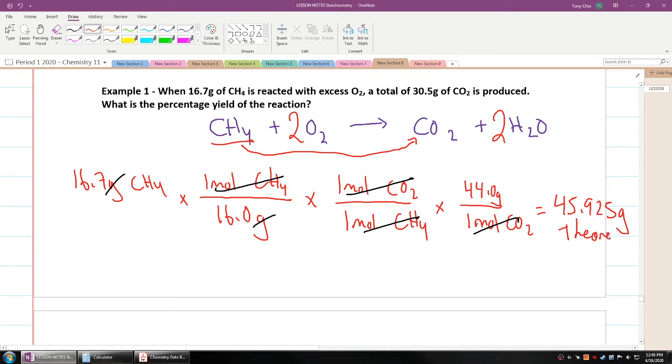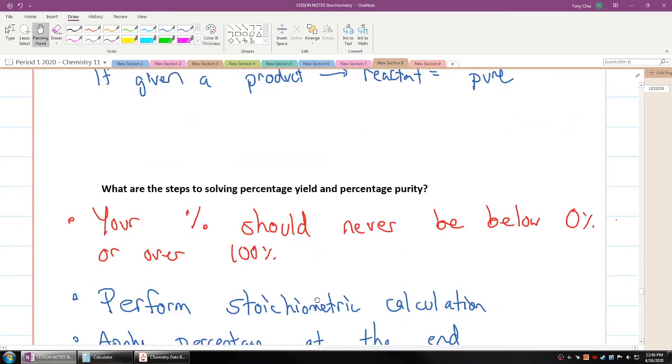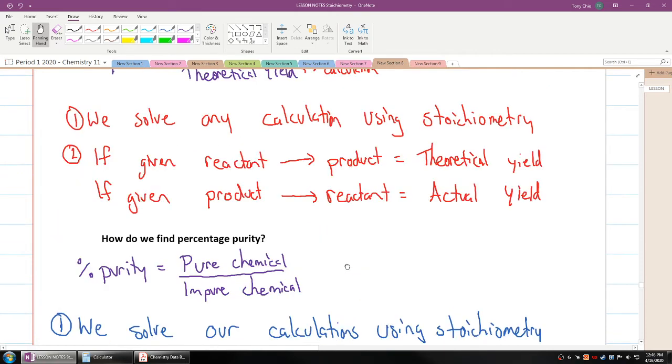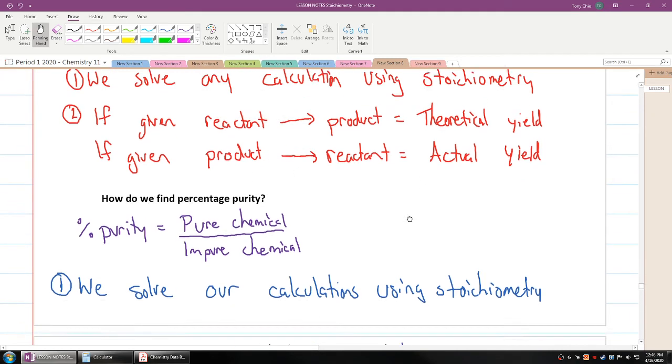Now again, why is it theoretical? It's theoretical because I converted my CH4, which is a reactant, into CO2, which is a product. And when we go from reactant to product, according to what we stated here, we're calculating our theoretical yield. If we do it backwards, going from product to reactant, we're calculating our actual yield.